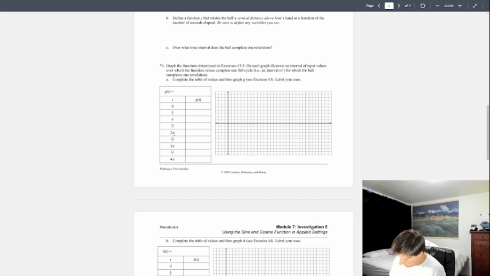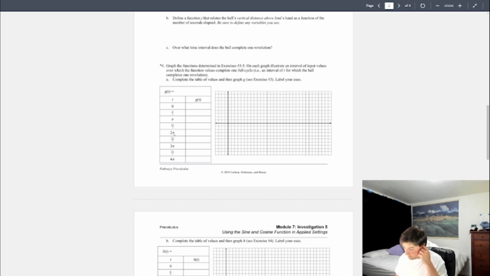Okay. 5 pi over 2. 3 pi. 7 pi over 2. And 4 pi. Okay. We got 0. Interesting. So in this one, the y is the same.